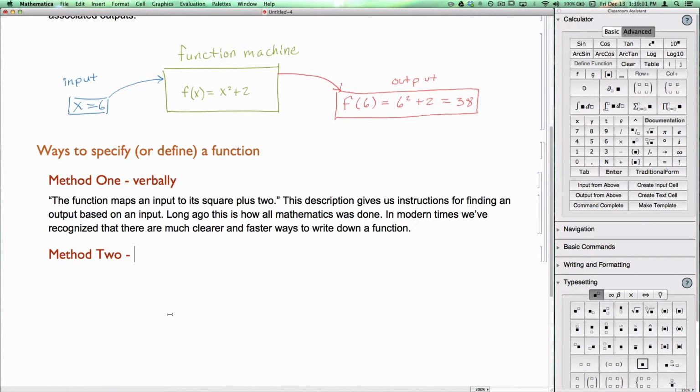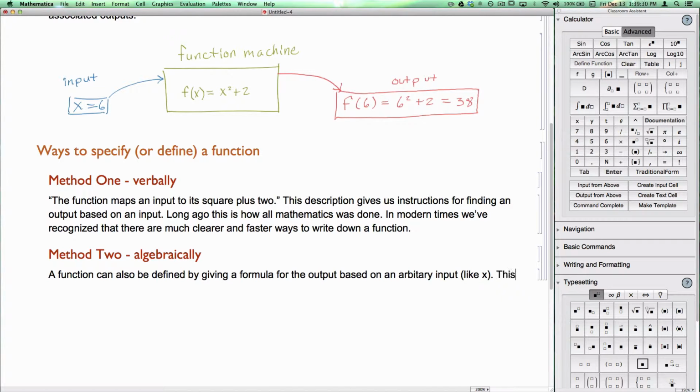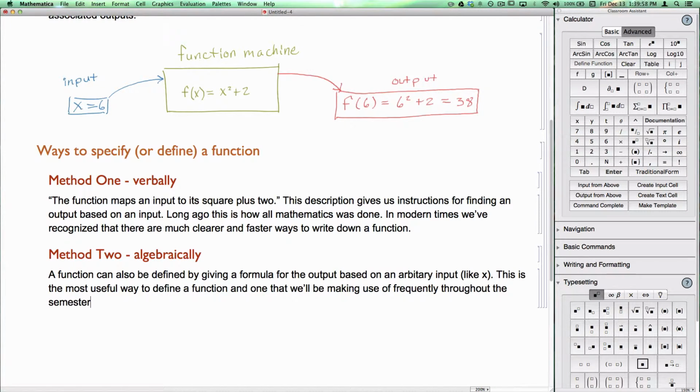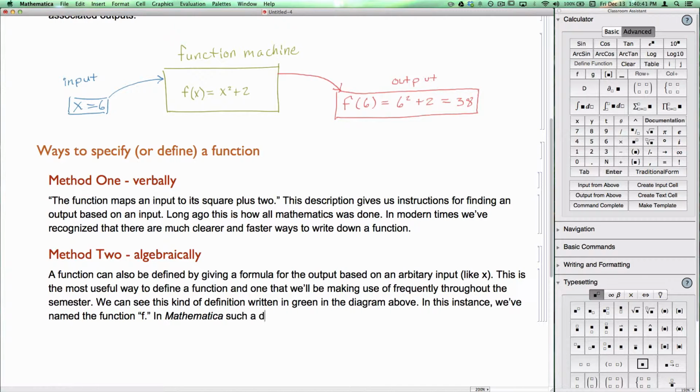Method 2, algebraically. A function can also be described by giving a formula for the output based on an arbitrary input, like x. This is the most useful way to define a function, and one that we'll be making use of frequently throughout the semester. We can see this kind of definition written in green in the diagram above. In this instance, we've named the function f. In Mathematica, such a definition might look like this.